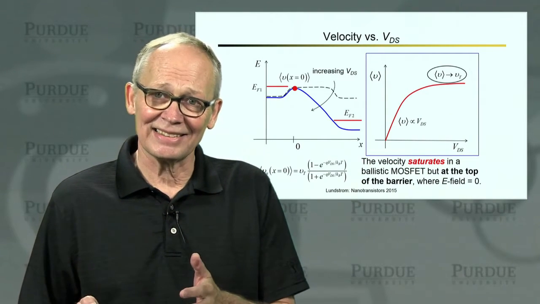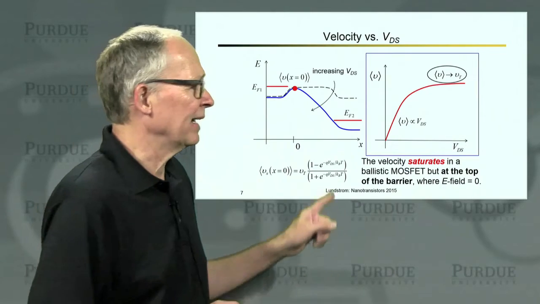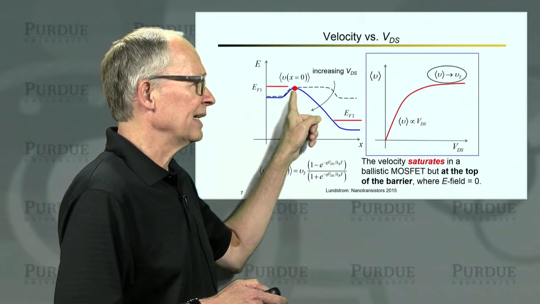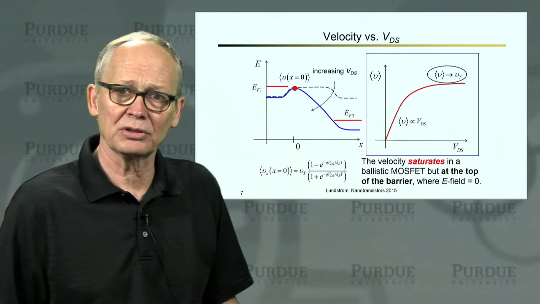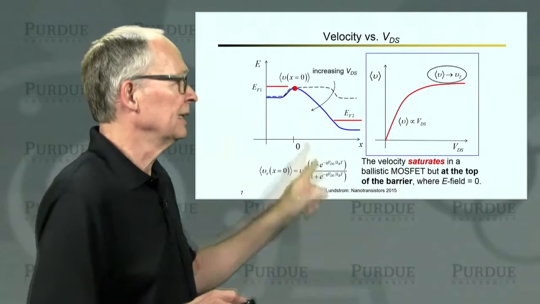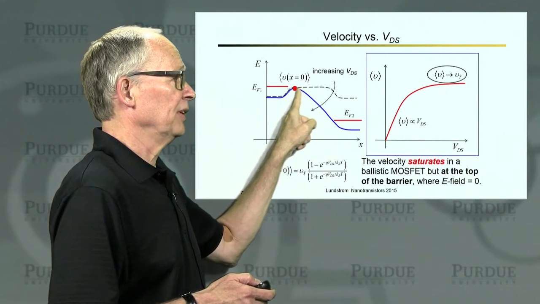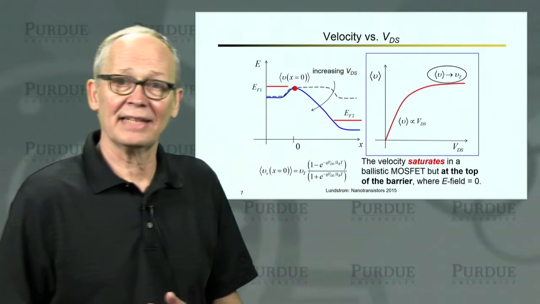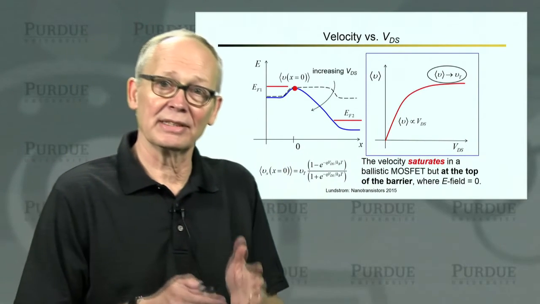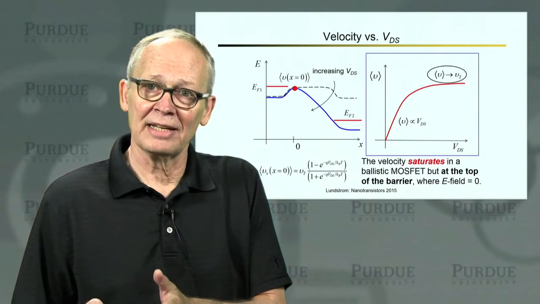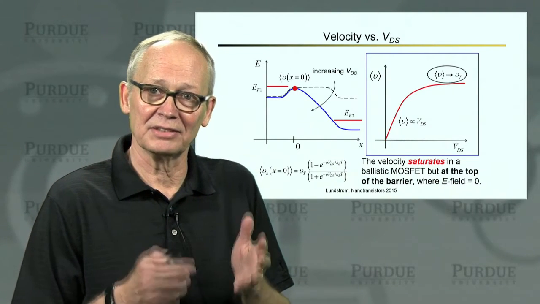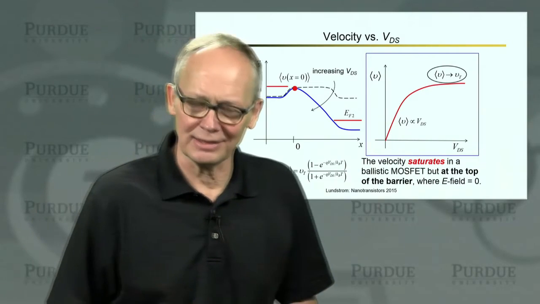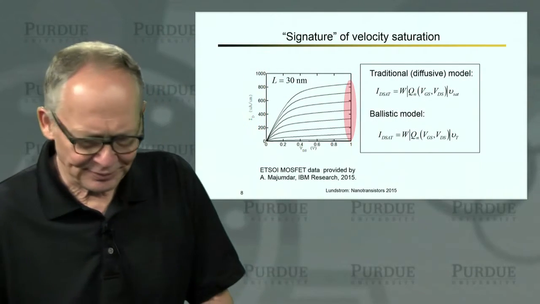And in fact, it doesn't saturate at the drain end where the electric field is high. It saturates at the top of the barrier. Remember, the electric field is proportional to the slope of the energy band. And the electric field is zero. So the velocity saturates not at the drain end, it saturates at the source end. It saturates not where the electric field is high, it saturates where the electric field is zero. So that's really interesting. Let's talk about that a little bit.